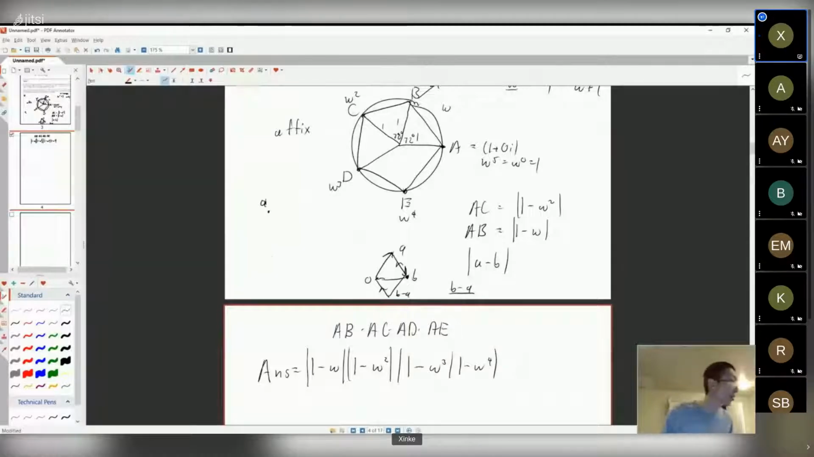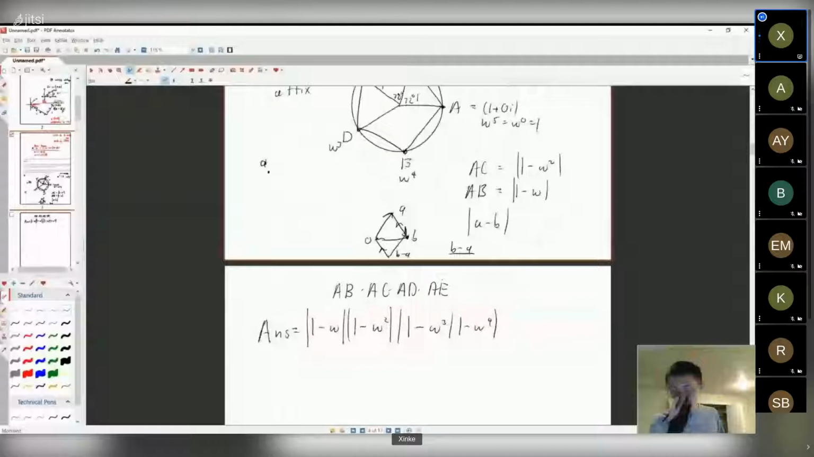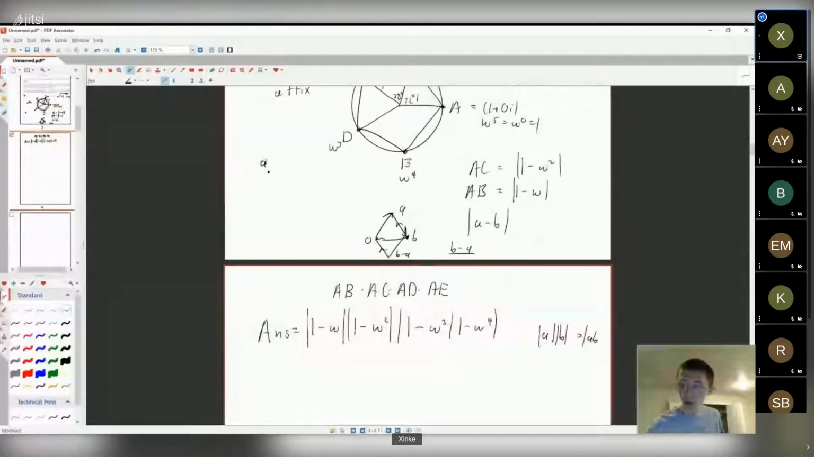Anyone have any thoughts? Adrita says the magnitude of 1 minus omega to the 4th is the magnitude of 1 minus omega. Yeah, that's true. The product of the magnitudes is the magnitude of the product. Yeah, that's the fact we're also going to use. You can prove that with complex numbers: the magnitude of A times the magnitude of B is the magnitude of AB. So the product of the magnitudes is the same as multiplying the numbers first and then taking the magnitude. And that's kind of what we proved earlier too.